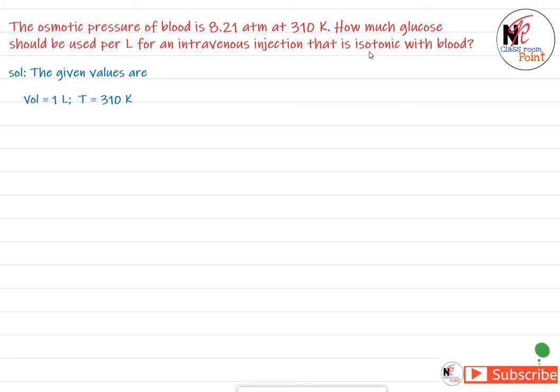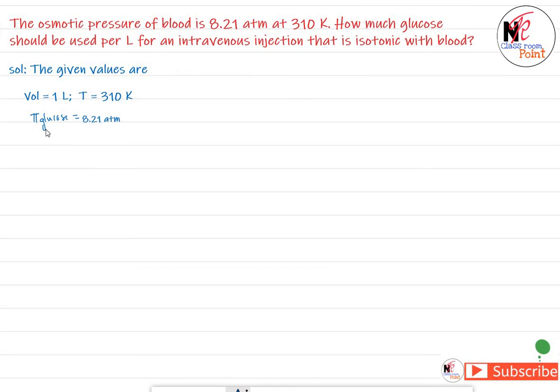Since they are isotonic with each other, the osmotic pressure of the glucose solution is also equal to 8.21 atmospheres. So we can take it directly. Why? Because isotonic solutions are solutions that have the same osmotic pressure. So the pi value of the glucose is equal to 8.21 atmospheres, since it is isotonic with blood. Whatever the blood osmotic pressure is, the same osmotic pressure I have taken here.